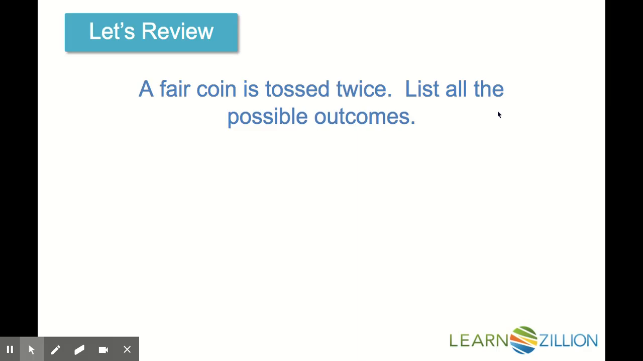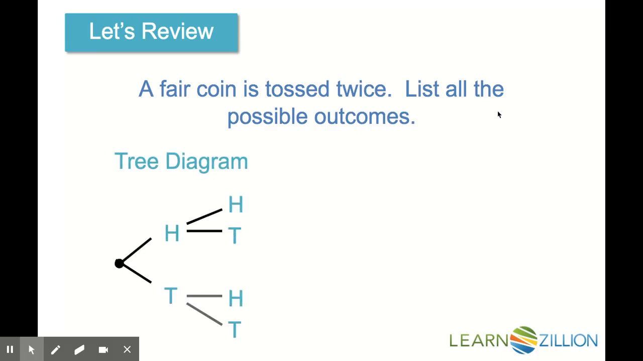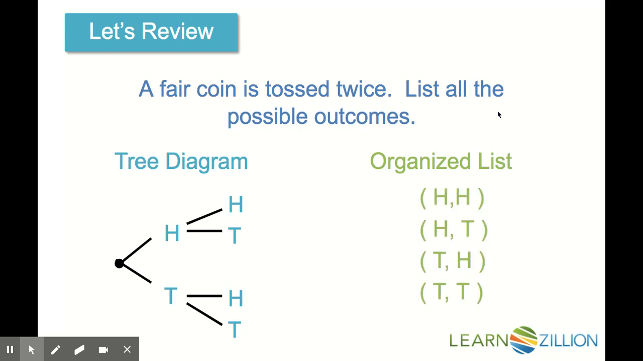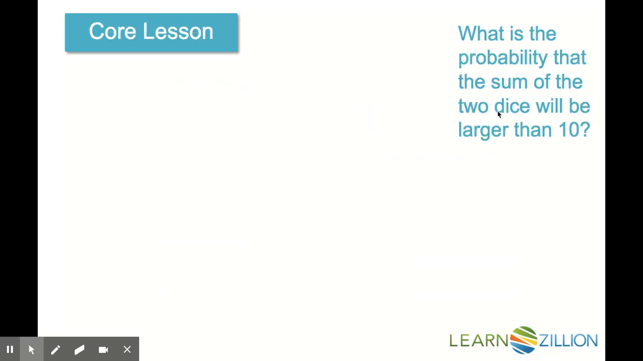So if we look at a fair coin when it is tossed twice, list all the possible outcomes. Well, we could list it with a tree diagram, which will lay out exactly how many outcomes there are, clear for us to see, or we could make an organized list. Another possibility, though, is to create a table. So let's use a table to do our problem from the very first part of the video. What is the probability that the sum of the two dice will be larger than 10?